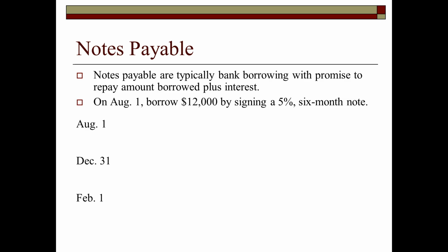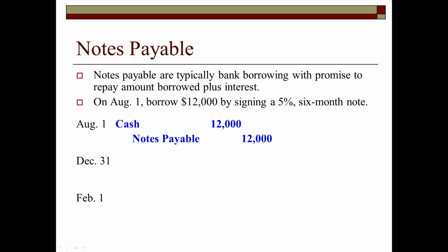So let's see what happens on August 1st. When you borrow the money, look what happens. Remember, borrow is a sight word. It means your liabilities are going to go up, and if you're borrowing, your cash is going to go up. So you increase your cash: debit cash, credit notes payable for $12,000.